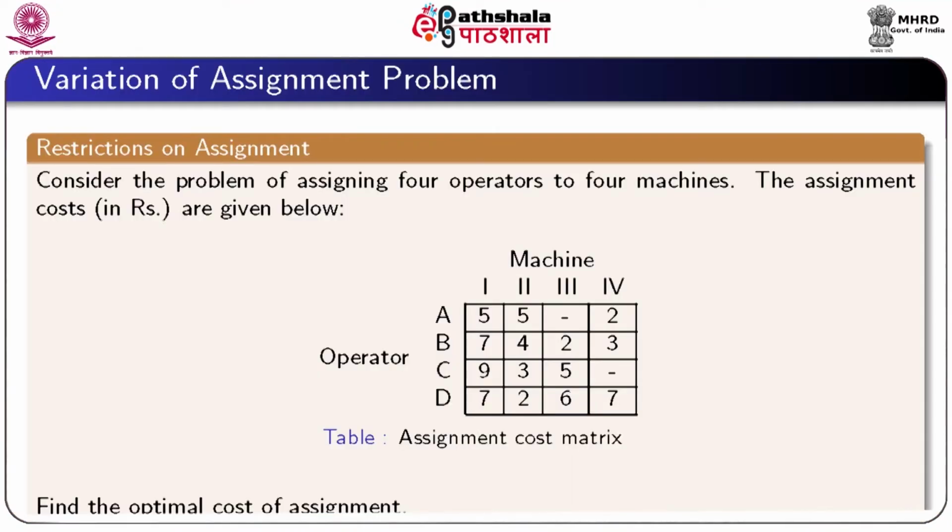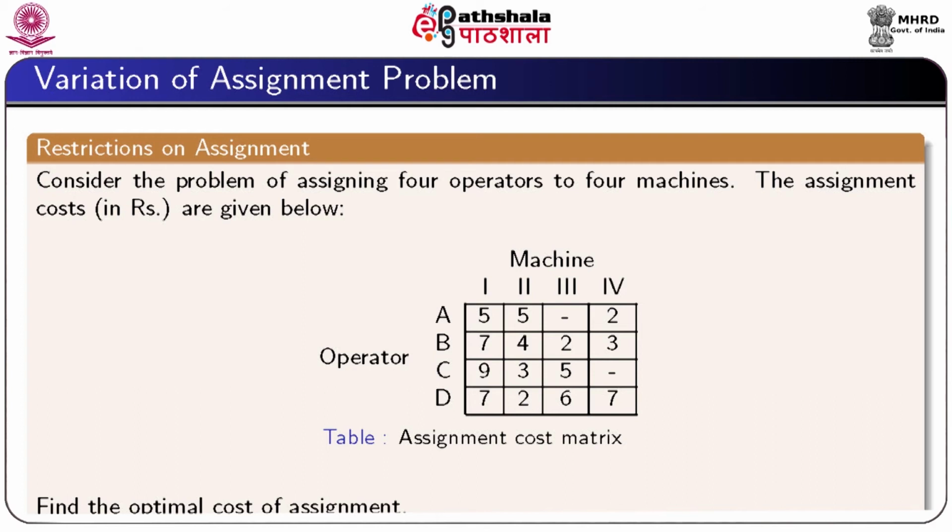We have also derived some important results based on which the Hungarian method was developed. We have also demonstrated the Hungarian method for an example. Now, we proceed to see some variations of the assignment problem and also some of its applications. Let us now discuss some variations of the assignment problem. First, we consider restrictions on assignment.